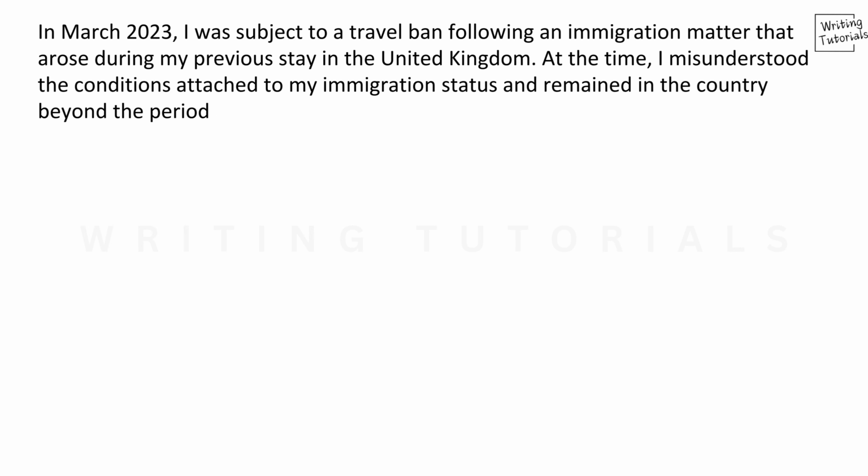The letter then explains the circumstances. "At the time, I misunderstood the conditions attached to my immigration status and remained in the country beyond the period permitted under my visa." This sentence explains the reason for the violation. Notice that the applicant does not simply say that there was a misunderstanding and stop there. She also accepts responsibility. "I acknowledge that I was responsible for complying with the conditions of my stay, and I sincerely regret my failure to do so."